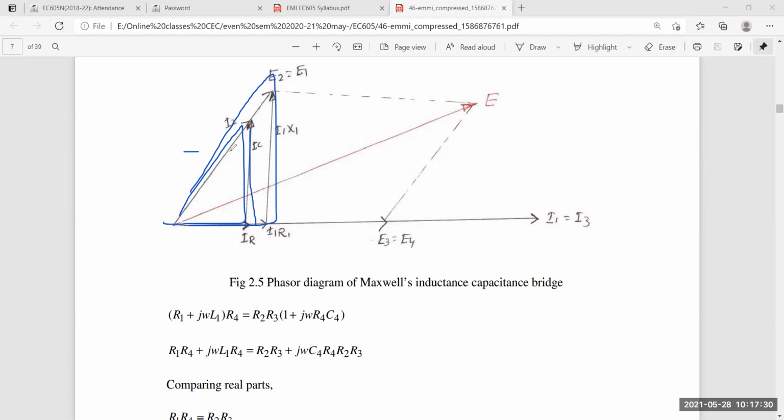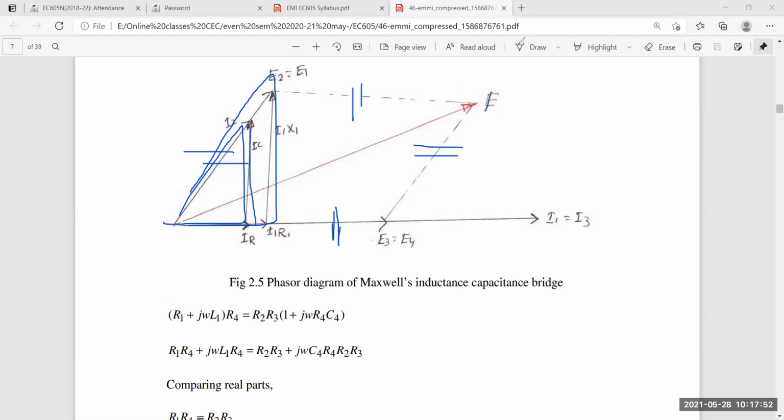This line has been drawn with a dotted line parallel to this line, and according to this line, this dotted line has been drawn. This is the resultant E. Okay, so in this way we have tried to draw the Maxwell phasor for inductance capacitance.